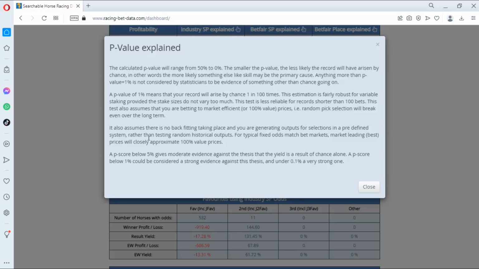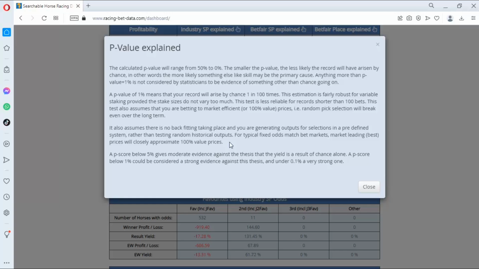Here's the key bit. It also assumes there's no backfitting taking place and you're generating outputs for selections in a predefined system rather than testing random historical outputs. So absolutely nothing wrong with testing and creating your systems as you have done and you get a p-value, but that doesn't necessarily mean that you have created a significant system there. What it means is you need to continue monitoring the performance of that and then test it after your period of 3 months, 4 months, whatever it may be. Depends on the amount of selections it's generating.